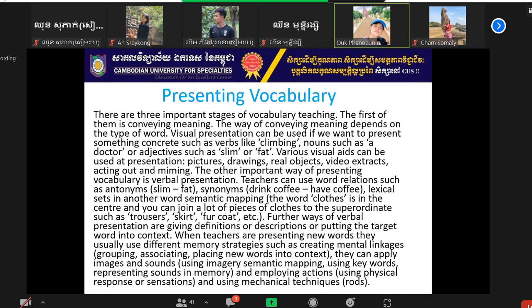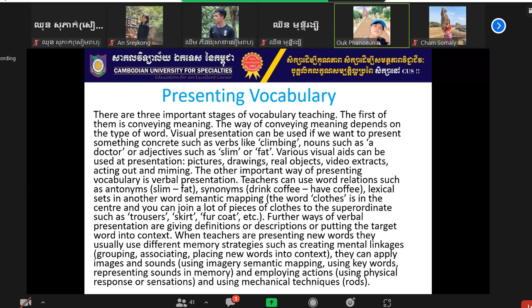There are three important stages of vocabulary teaching. The first of them is conveying meaning. The way of conveying meaning depends on the type of word. Visual presentation can be used if we want to present something concrete, such as a verb like climbing, a noun such as a doctor, or an adjective such as slim or fat. Various visual aids can be used at presentation: picture, drawing, real object, video extract, acting out, and miming.